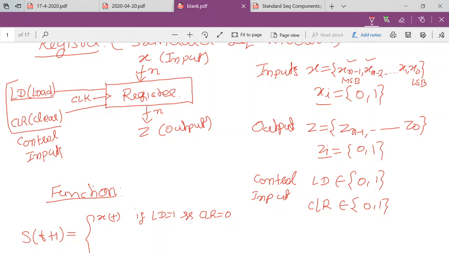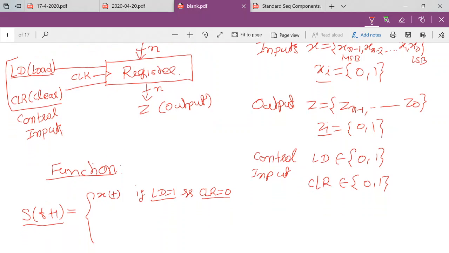Fine. So this first condition is saying that if LD equals 1 and clear equals 0, that means we do not want to clear Z, but we want to load the input X. So Z should be X. Now, as we have discussed, we are representing the next state as s(t+1). So s(t+1) would be equal to x(t) if clear equals 0 and LD equals 1.